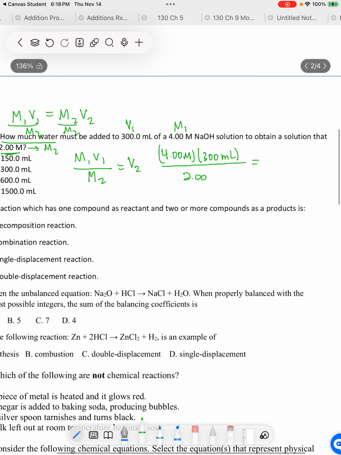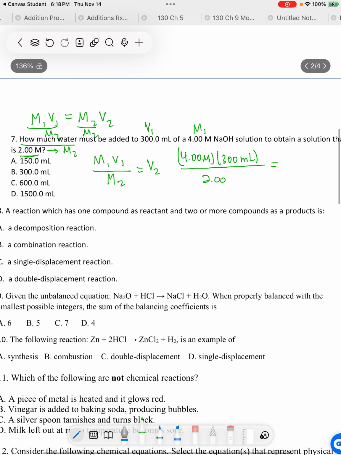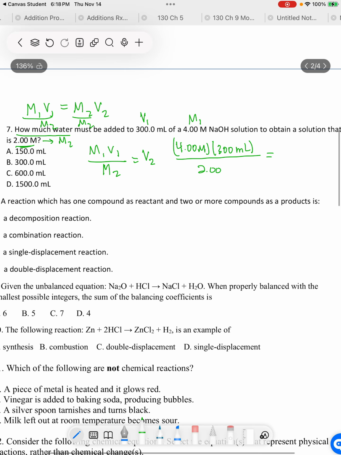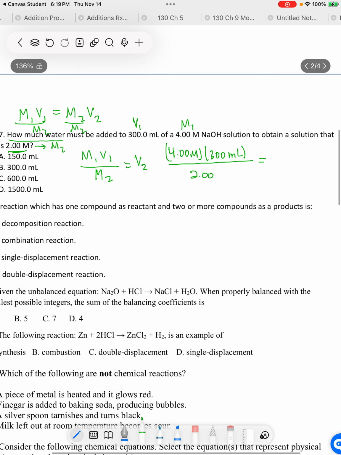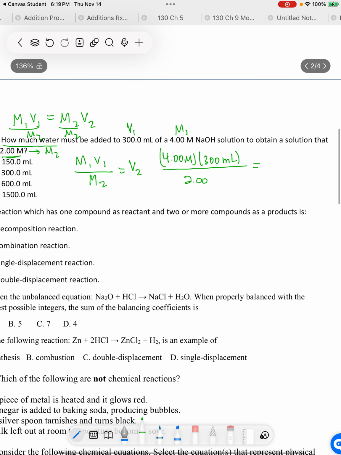Now, it says, we want to get, sorry, just my calculator keeps freezing. So we need to do 300 milliliter solution. I can't math in my head.